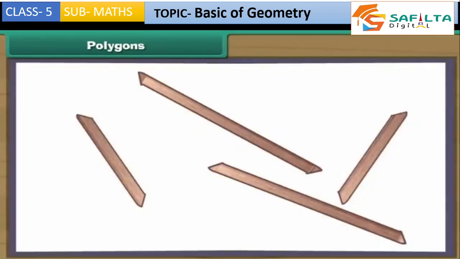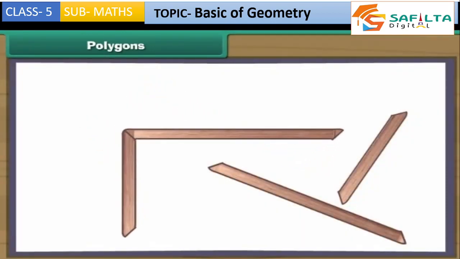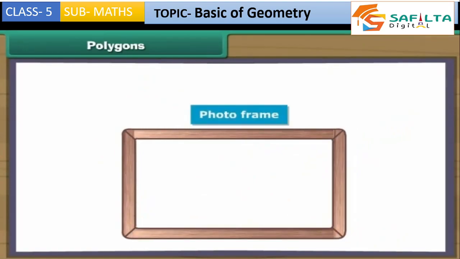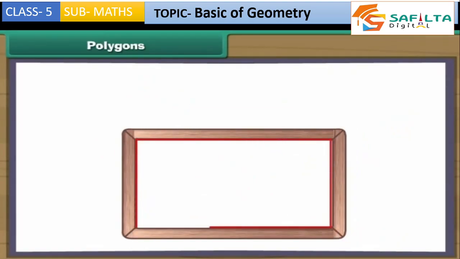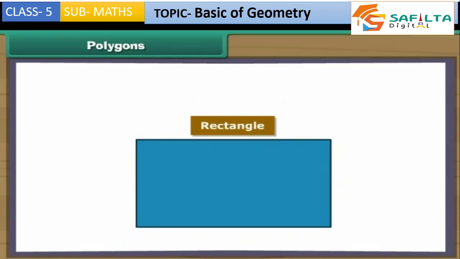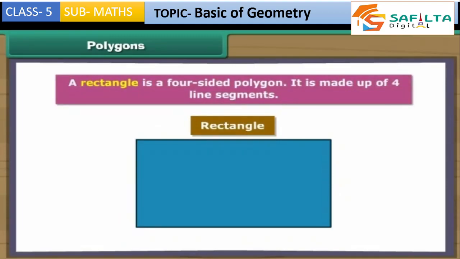We use 4 pieces of carved wood to create a photo frame. We have created a rectangular photo frame. A rectangle is a 4-sided polygon. It is made up of 4 line segments.